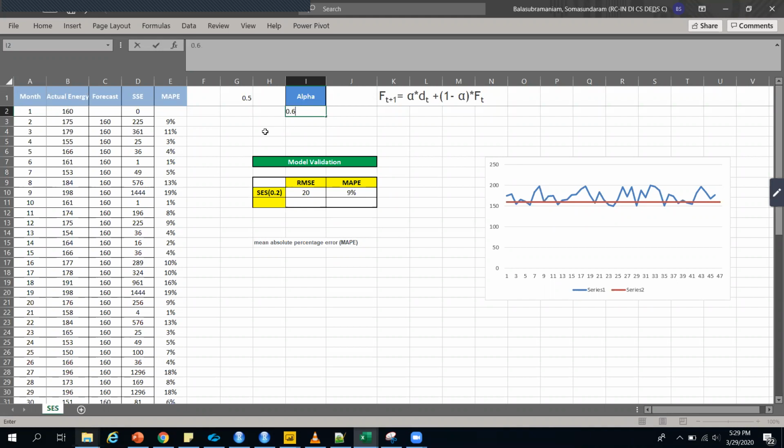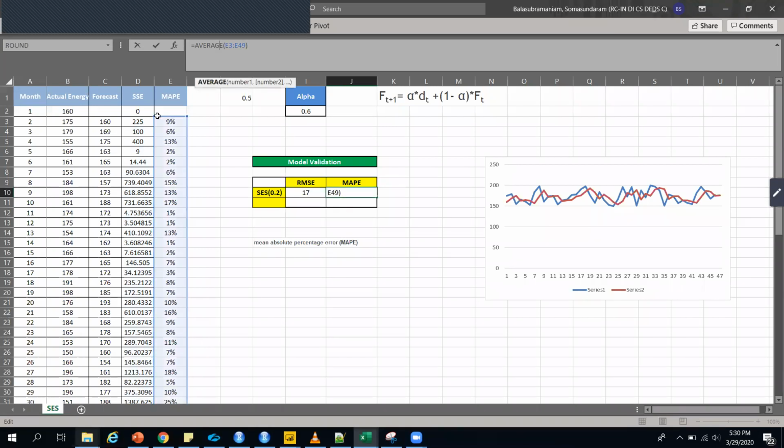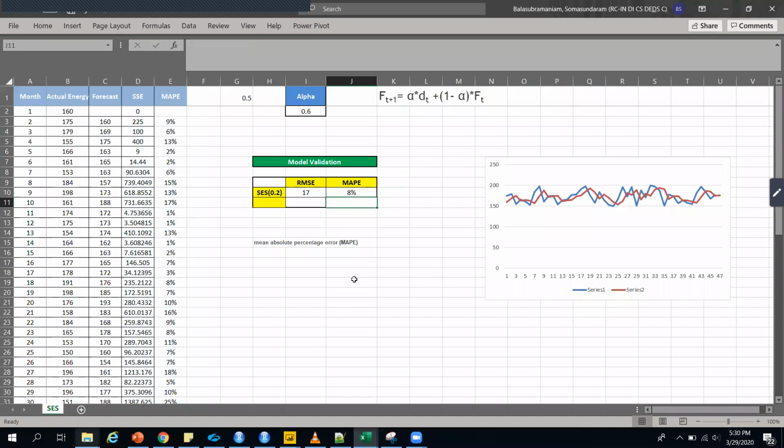I can have 0.6, it need not be 0.5, but what is very important for me is this particular value, root mean square error. I have the SSE, the squared error, I take the average of all the squared errors, and then the square root of that average. That is my root mean square error, RMSE. I am also calculating the MAPE value, which is the average of all the individual MAPE values. MAPE is the mean absolute percentage error. This is how we see how my forecast works.